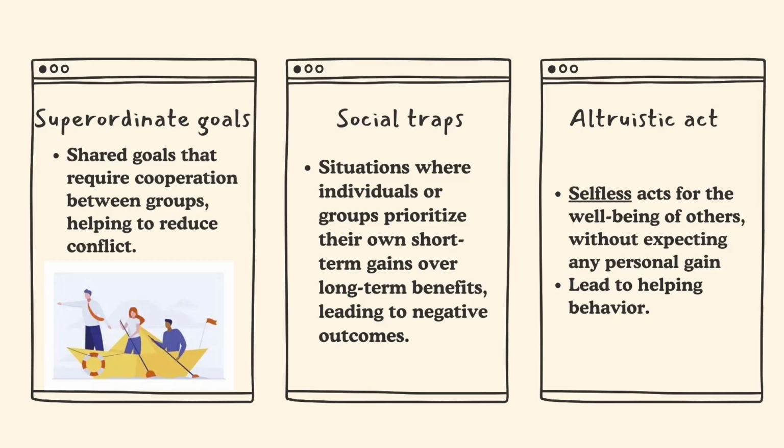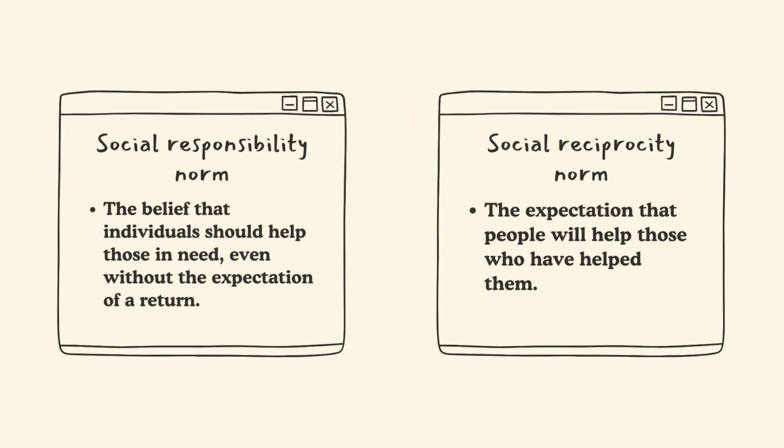People might think that it is impossible for someone to help you for no reason, but there are actually some social norms that help people do things similar to Jesus, which is helping people without any expectation of reward. The first norm is the social responsibility norm. This is the belief that an individual should help those in need, even without the expectation of a return. Another one is the social reciprocity norm. This is the expectation that people will help those who have helped them before.